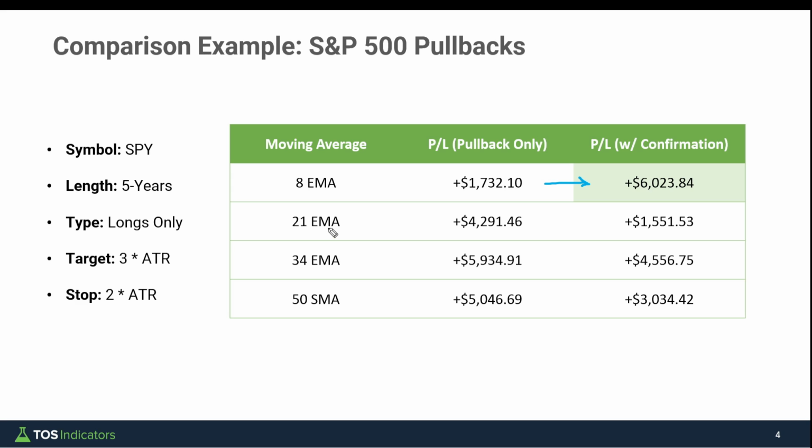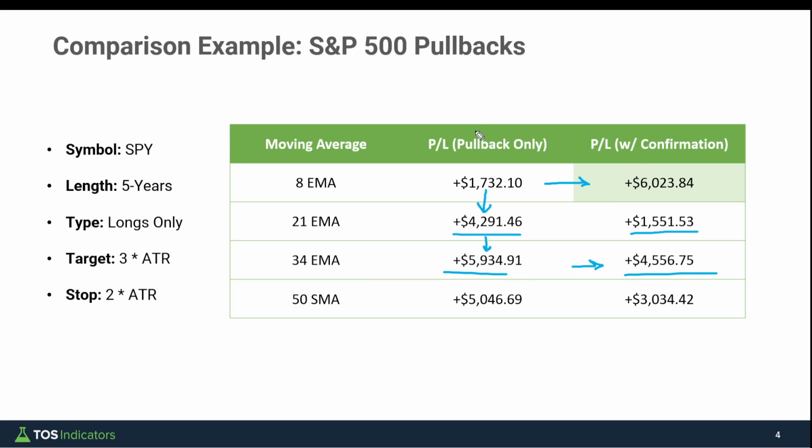Next up, if you compare, say, the 21 EMA, the pullbacks only, 4,291.46, so we're starting to see a pattern. The deeper the pullback, buying that pullback blindly is a better idea or can be justified. You compare that to waiting for a confirmation, that P&L drops to 1,551. Now let's move on to the 34 EMA. There, that number continues to increase, 5,934 for just buying the pullbacks. Wait for that confirmation, that number decreases to 4,556.